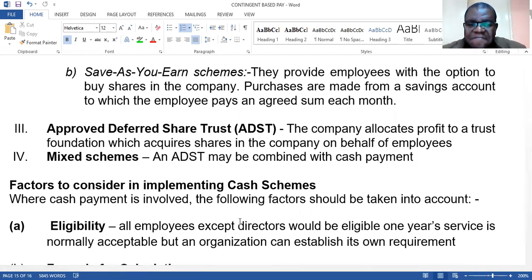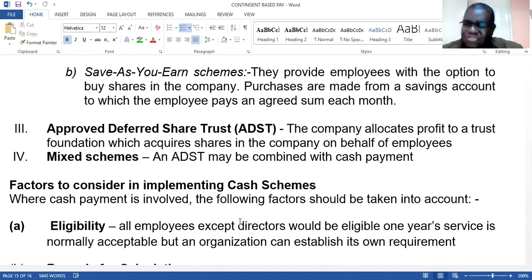We have the approved deferred share trusts, where the profit share is determined and allocated in a trust fund. It is used to acquire shares which are distributed, which belong to the employees in a predetermined ratio based on the performance measures and grades, etc. Ultimately, when you want to exit your organization, you will get your shares from the scheme. But so long as you are still an employee, they are managed by these trusts.